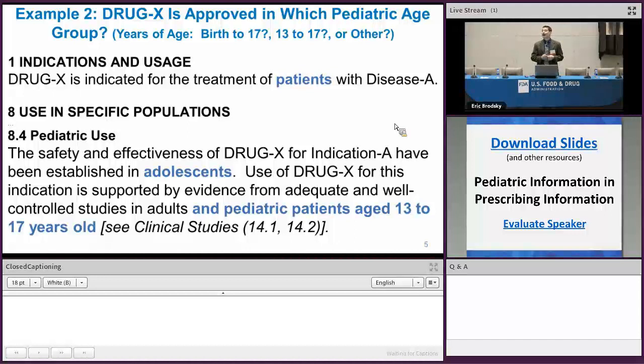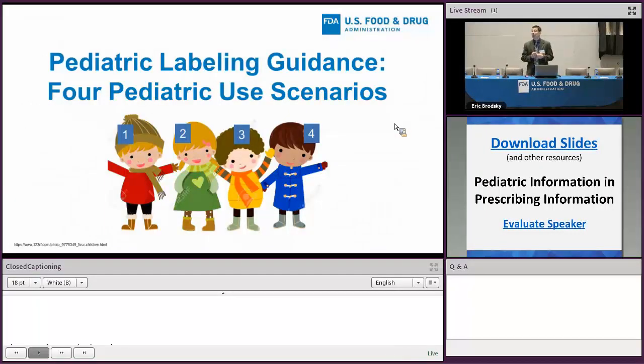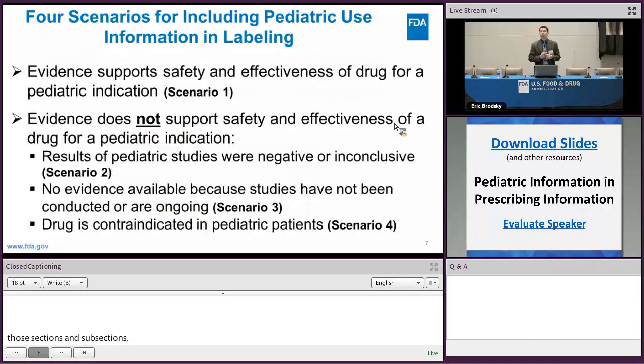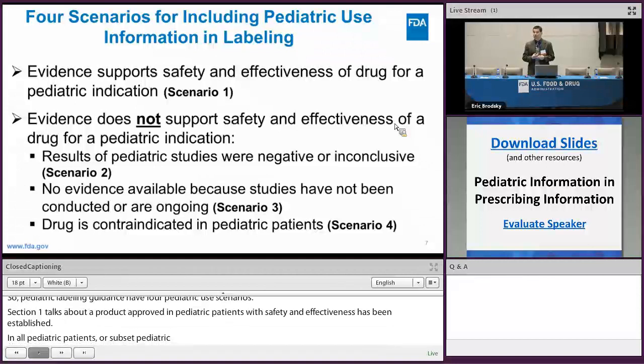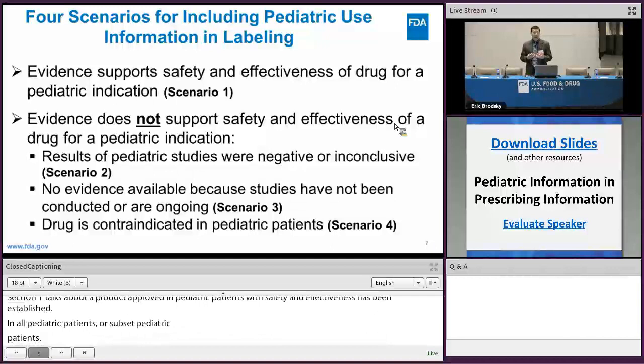The Pediatric Labeling Guidance outlines 4 pediatric use scenarios. Scenario 1 talks about when a product is approved in pediatric patients, when safety and effectiveness has been established in all pediatric patients or a subset of pediatric patients. Scenarios 2 to 4 are situations where safety and effectiveness has not been established in all pediatric patients or a subset of pediatric patients. And it goes into different scenarios.